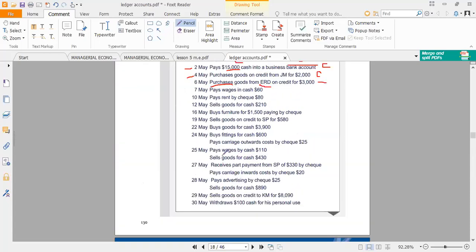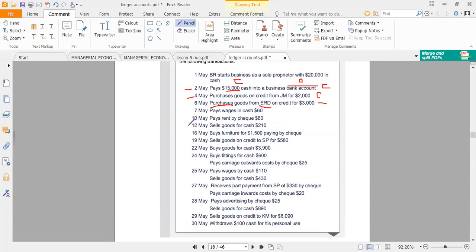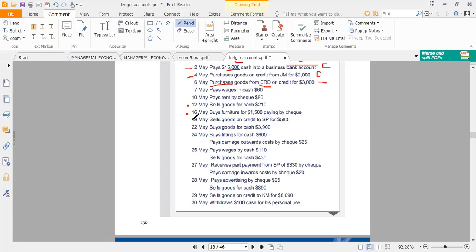Chaka, lead us through the next two. 12 and 16. So sales of goods for cash. So they are going to have a cash account. The cash account is one that receives, so it's debited. Yes. And the other account is what? Then you have the sales account. So the cash is debited. Exactly. The sales is credited.